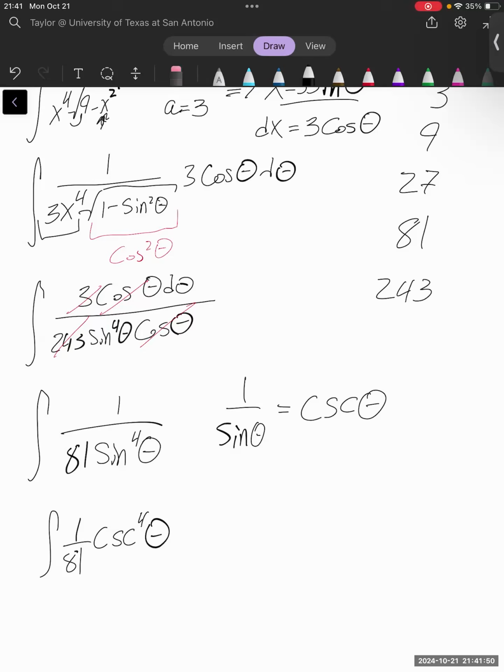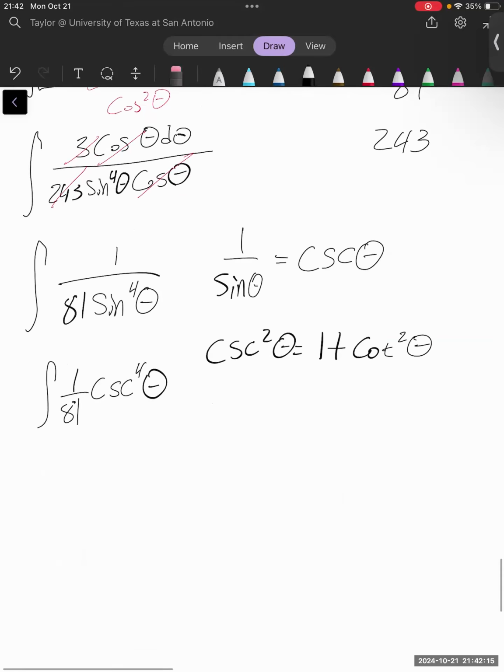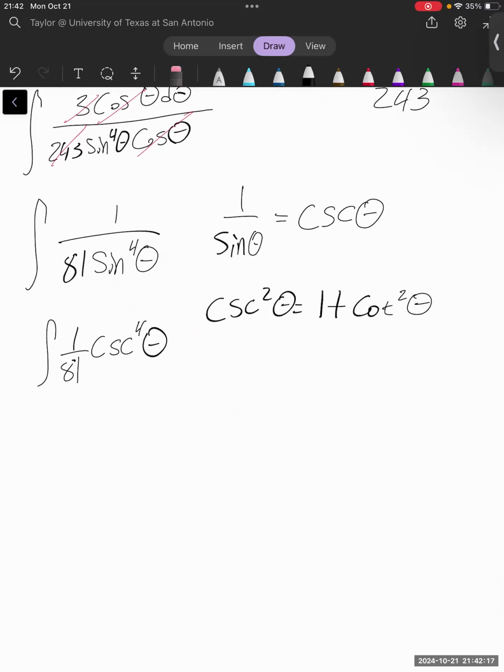And then, similar to how we have trig identities for sine and cosine, we also have identities for their reciprocals. And we actually have an identity for cosecant squared. This identity equals 1 plus cotangent squared theta, not cosine, cotangent squared theta.